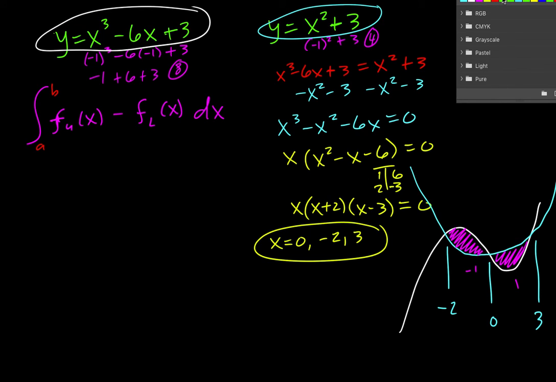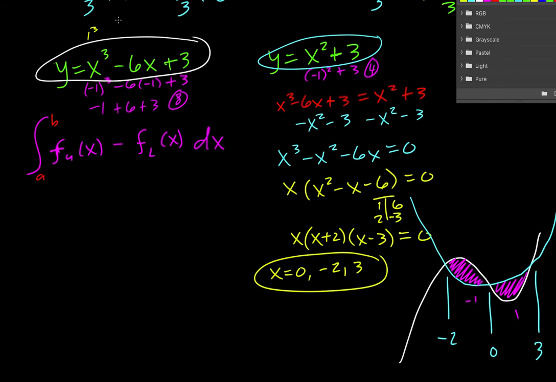Now I want to double check with 1. It should work out. But if I plug in 1 here, I get 1 cubed minus 6 times 1 plus 3. So that's just 1 minus 6, which is negative 5, plus 3, which is negative 2. Then I plug in a 1 squared plus 3, so 1 plus 3 is 4. So yes, the blue one is on top. So my drawing does represent the function pretty well.